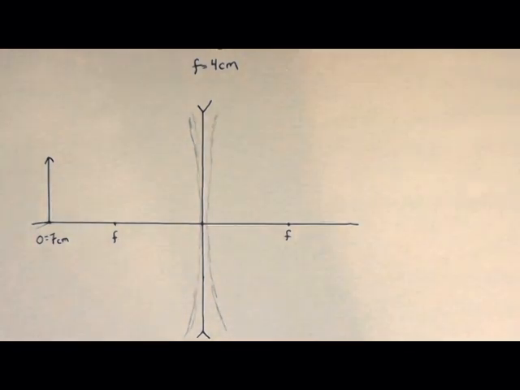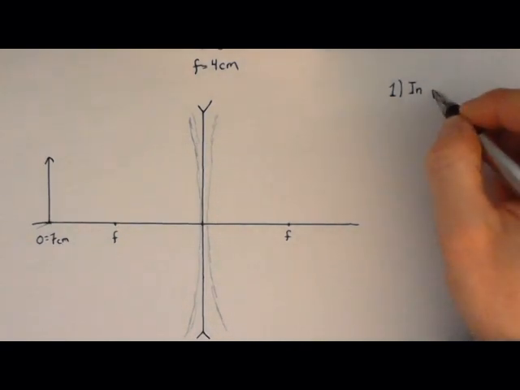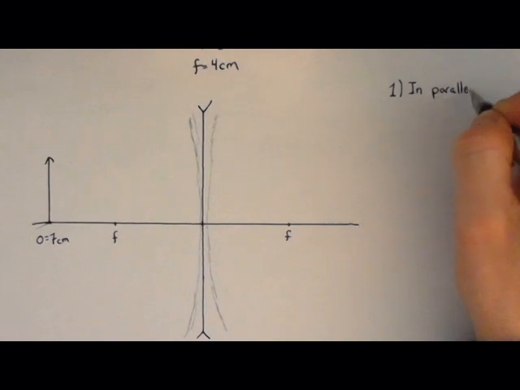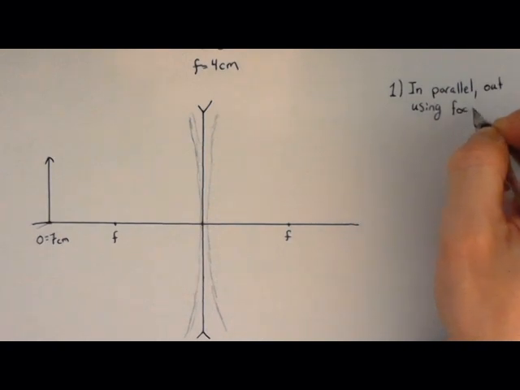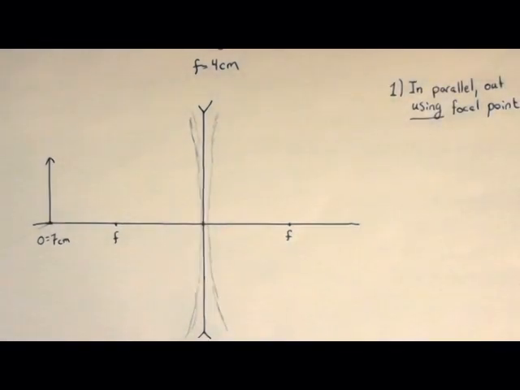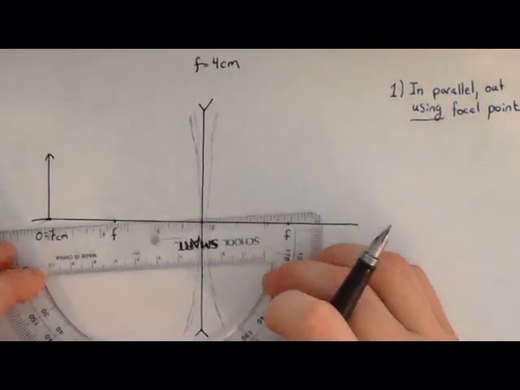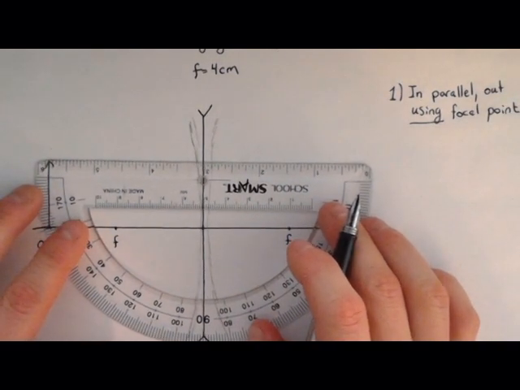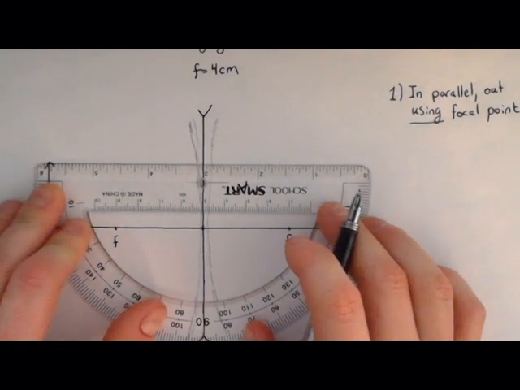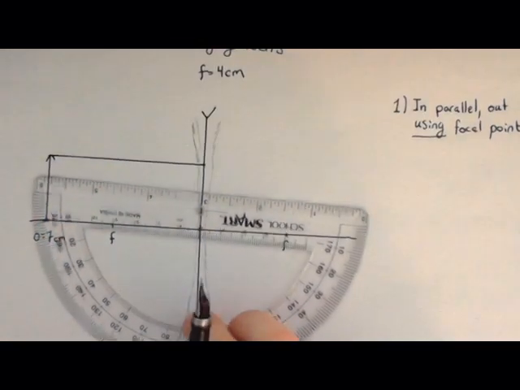Now we once again go with our process. Ray number one: in parallel, out using focal point. You'll notice I'm using the word using, not the word through, because as you'll see in a minute, we're not actually going to go through a focal point. So there's my object. The ray comes in parallel. I'm going to use the fact that this is a protractor to make sure that it's parallel to my optical axis. Comes in parallel. Now this is a diverging lens.